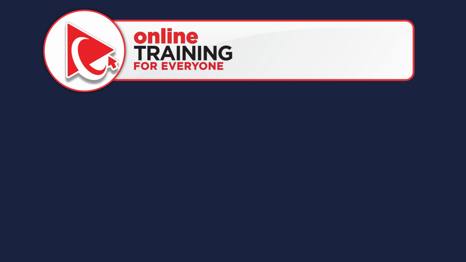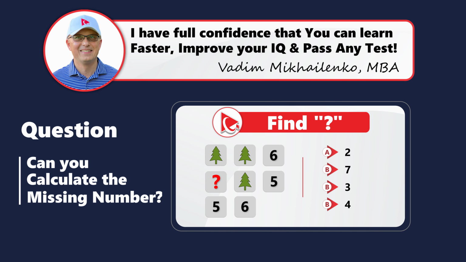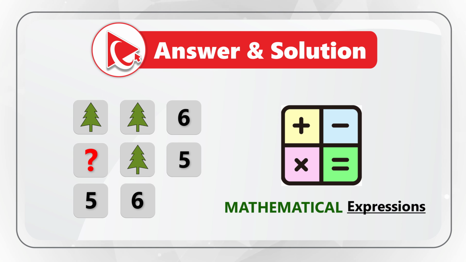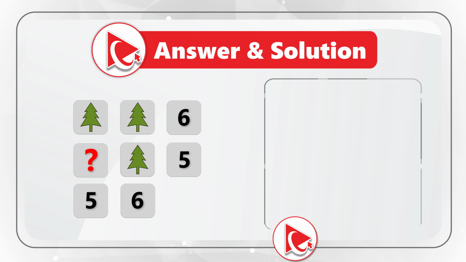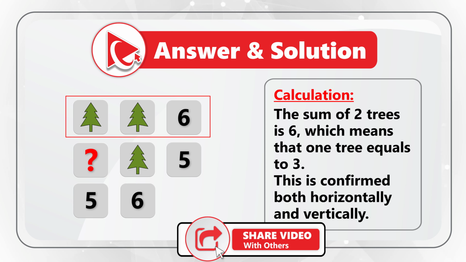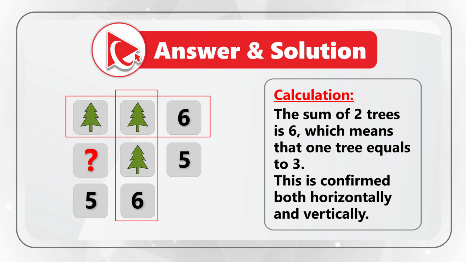On my end, I am moving forward to share with you my version of the solution. And obviously, if you have a better way to solve it, please make sure to post in comments. As you might have guessed, what we see on the picture are mathematical expressions. For example, the sum of 2 evergreen trees is 6, which is represented by the top row. The same is true for the middle column. Sum of 2 evergreen trees equals 6, which means that 1 evergreen tree equals 3.